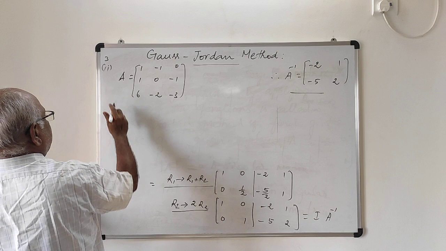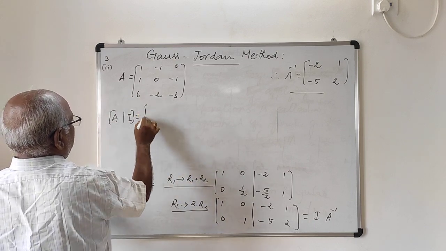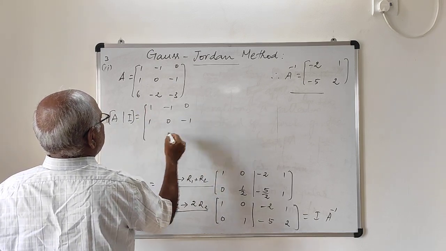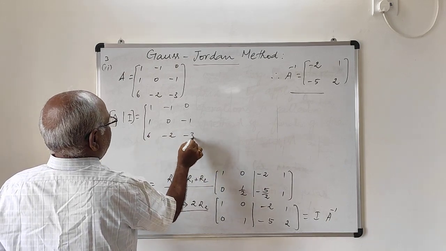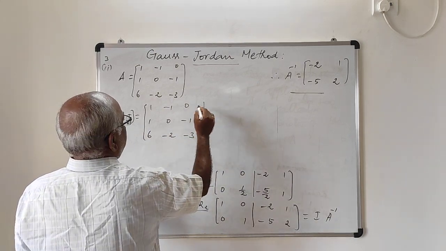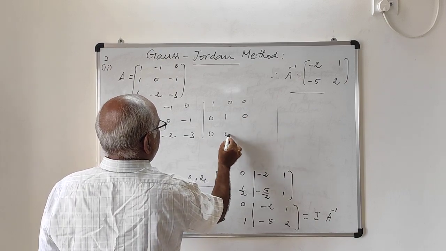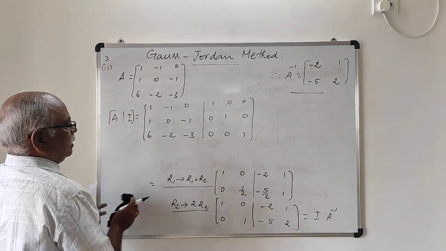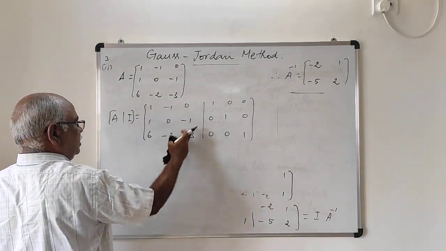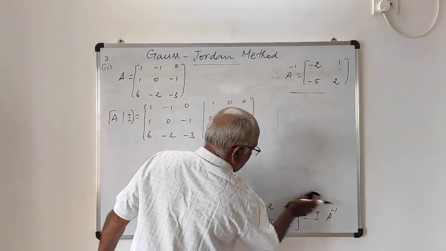Now you augment this matrix A with the corresponding identity matrix, I3. Therefore, it becomes 1 minus 1 0, 1 0 minus 1, 6 minus 2 minus 3, with the identity matrix 1 0 0, 0 1 0, 0 0 1, I3. Now, by applying elementary row operations, you have to convert matrix A into identity, and thereby the other matrix becomes the inverse of the given matrix.